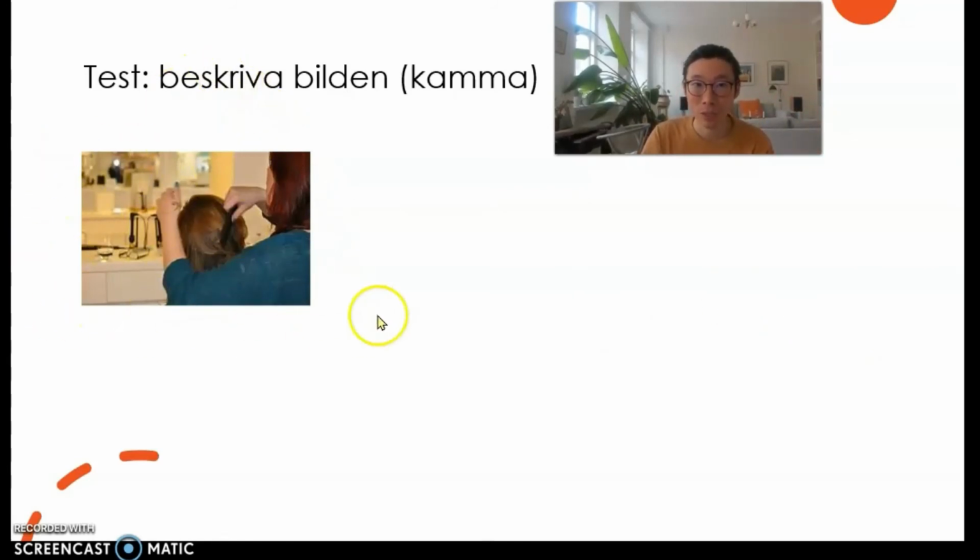Can you describe this picture? Med verbet kamma. With the verb to comb.